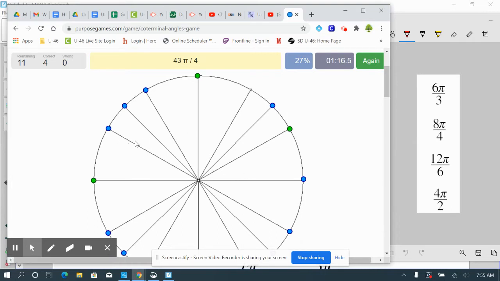So from here, this is 150 degrees. That is 5 pi over 6. So 5 of these pi over 6s will get you right there. But if you go around an entire circle, you could still land right here. And that's what we're going to practice briefly today.